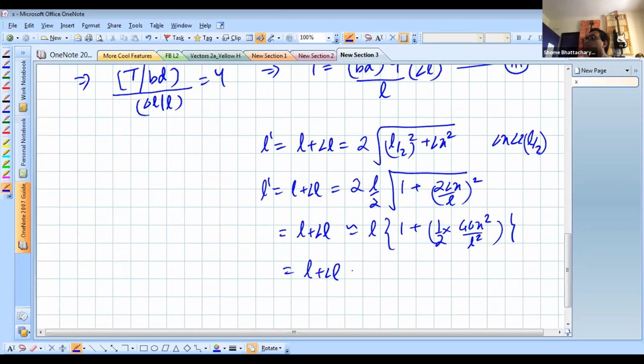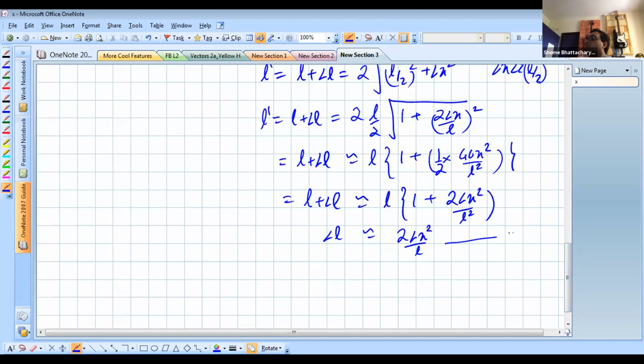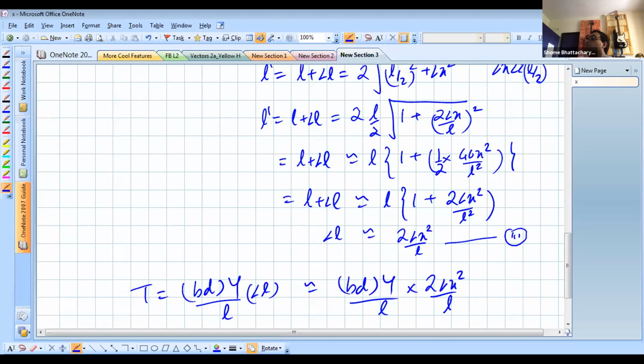So L plus delta L is approximately L into 1 plus (2 times delta X) whole square divided by L square. So delta L is approximately equal to how much? Compare both the sides. It is 2 times delta X square divided by L. Right. So there you go. So that is my third equation. Okay. So tension, which is AY, that is BD by L into delta L, is now approximately equal to AY by L into 2 times delta X square by L.